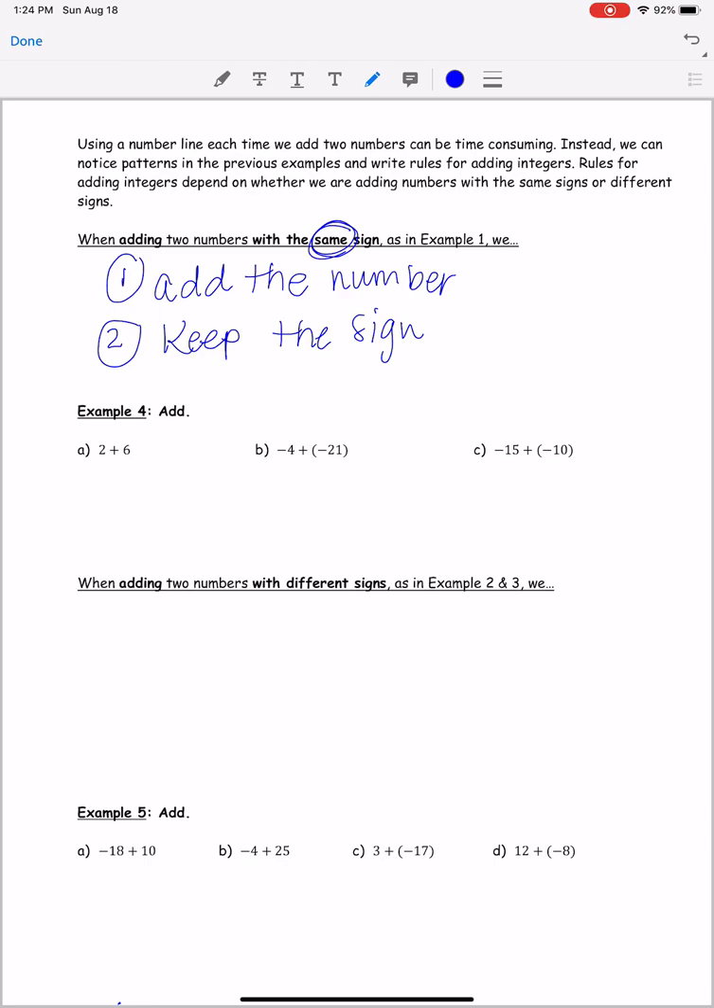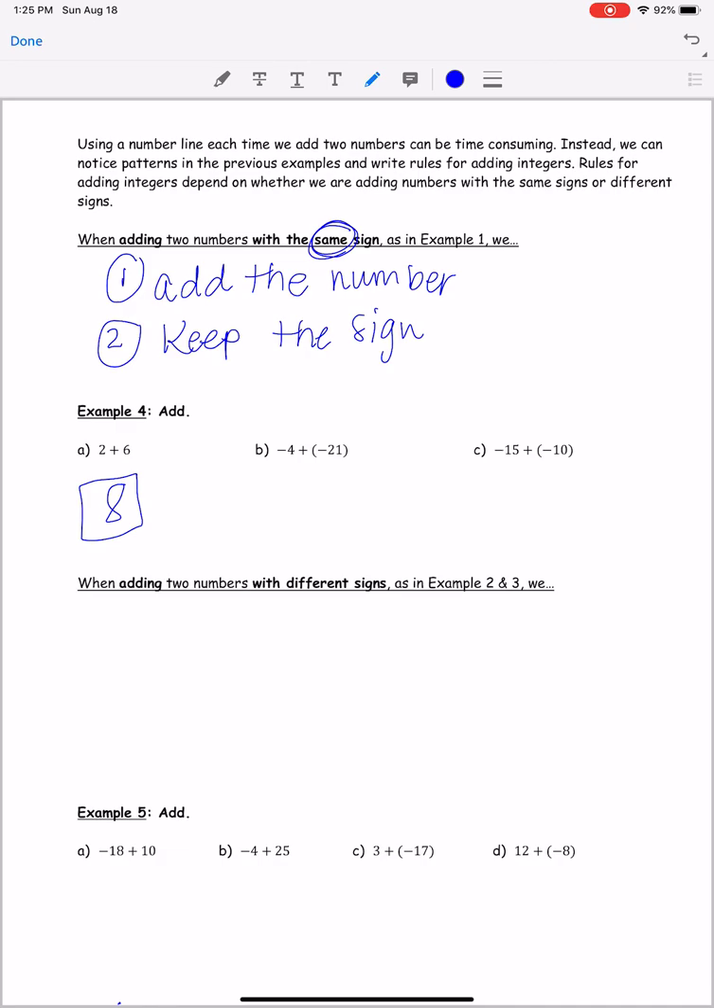Okay, so example 4, add. We've got 2 plus 6. Now, this is things that we've been doing for a while, right? We know 2 plus 6 is 8. But let's talk about why that is 8. First, they're the same sign. We can see that positive 6 here, but because we have no sign in front of that 2, we know it's a positive 2. So those are the same sign. We add 2 plus 6 gives me 8, and because they are both positive, we get a positive 8.